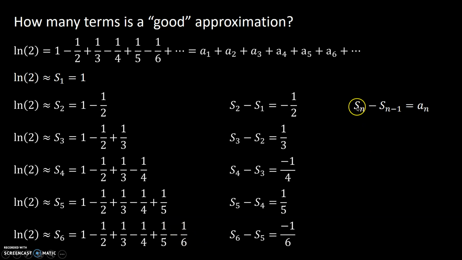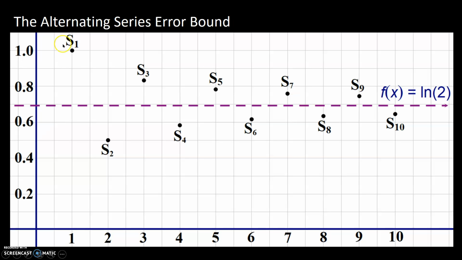And so in generality, if we subtract the nth sum minus the previous sum, we're only left with the last term in this series. So keep this in mind as we move into the next frame. We're going to do it visually now.